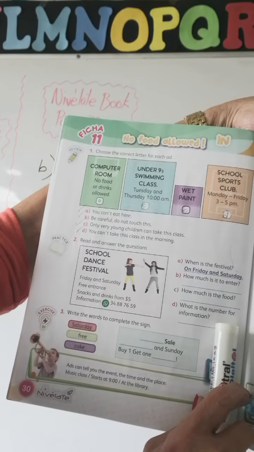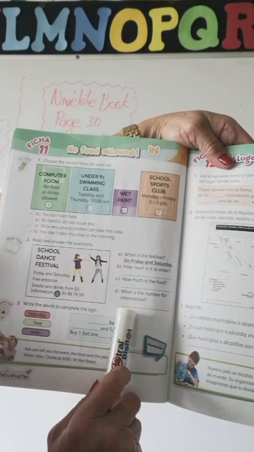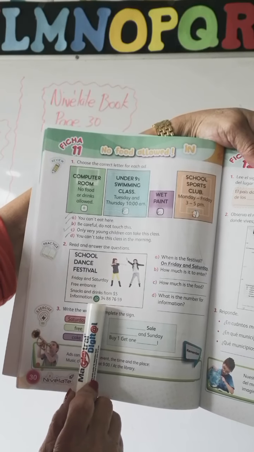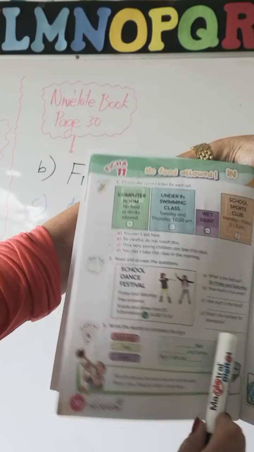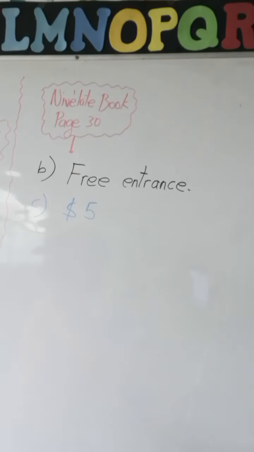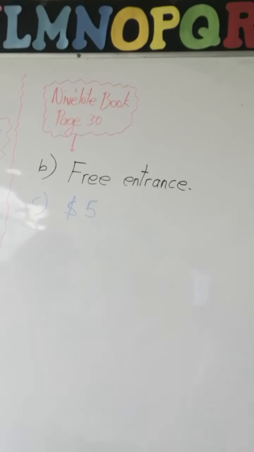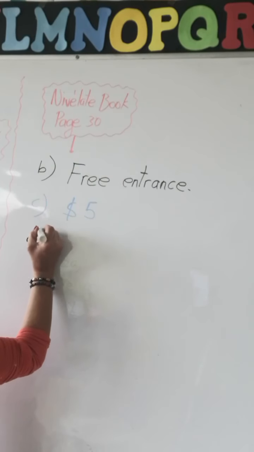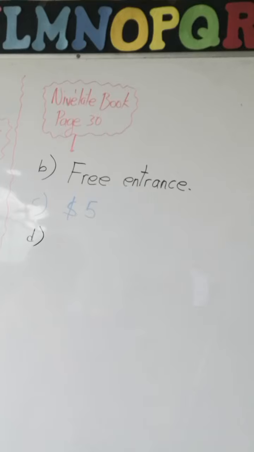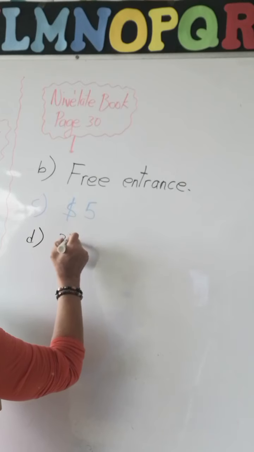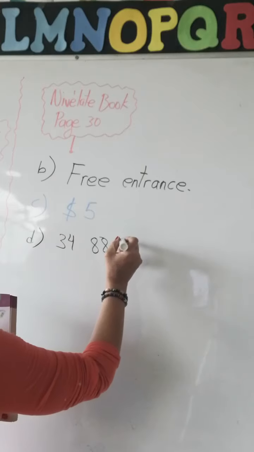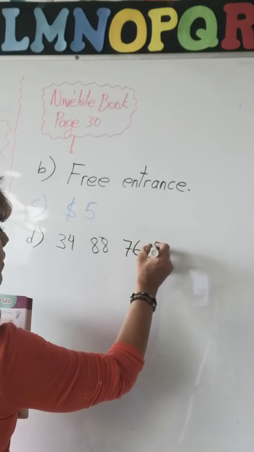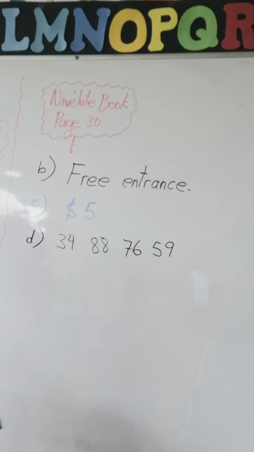What is the number 2 for information? We have here, what is the number by WhatsApp? 34, 88, 76, 59. You are going to write this number here. Okay, are you ready? Well, I'm going to write here. Okay, tell me the number, kids. 34, 88, 76, 59. Okay?